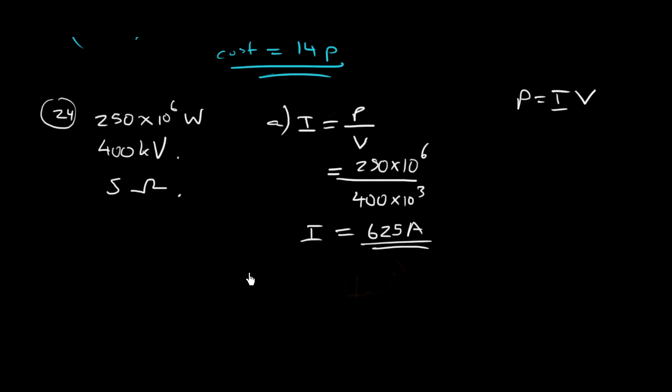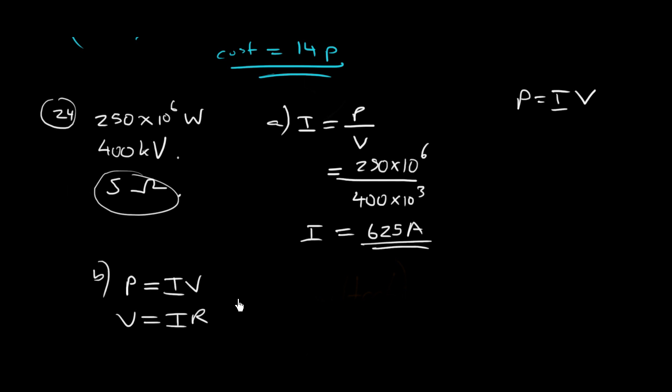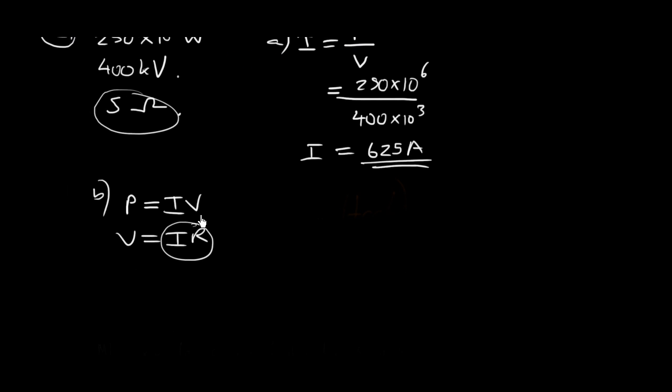So that's easy enough for the first part. Part B says, what is the power loss in the cables? Okay, and power loss is calculated in accordance to the resistance. So power is equal to IV, but V is equal to IR. So the whole of IR can be put inside of this V.